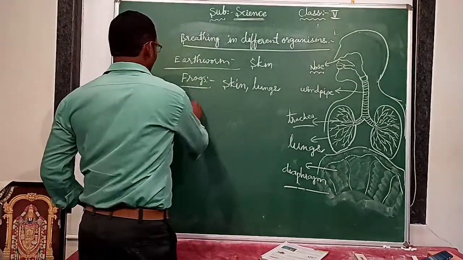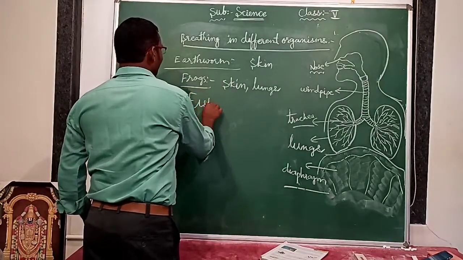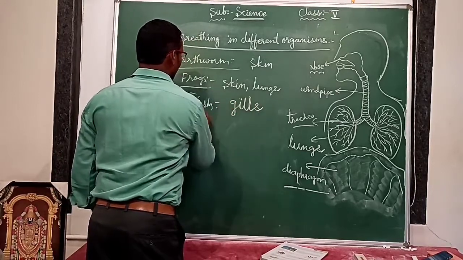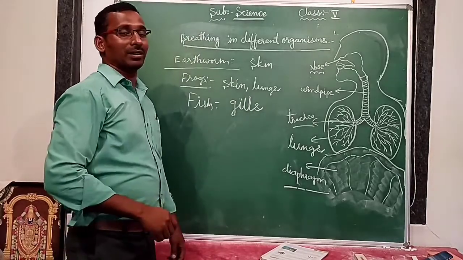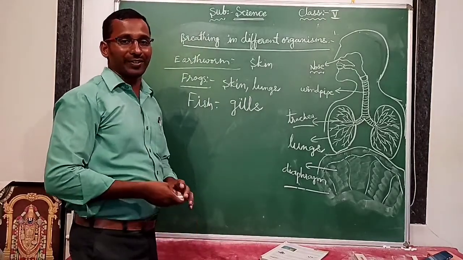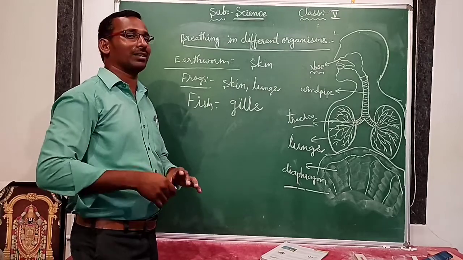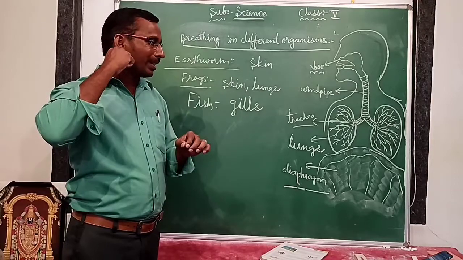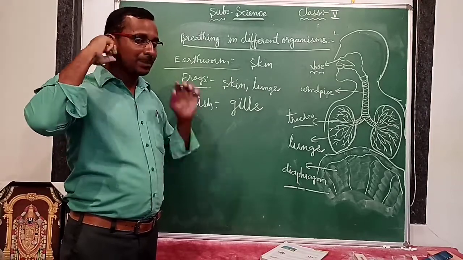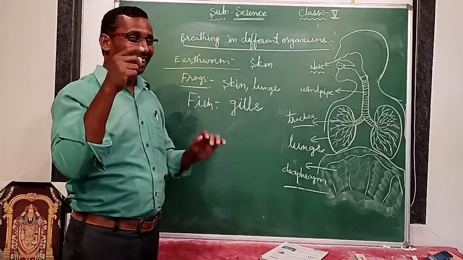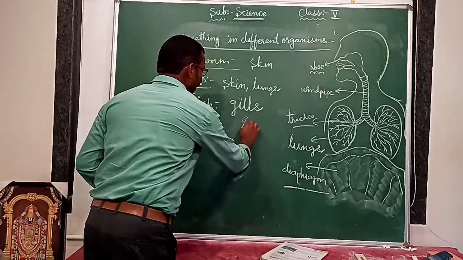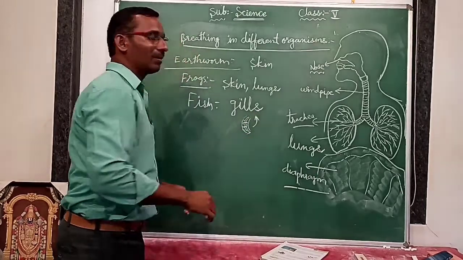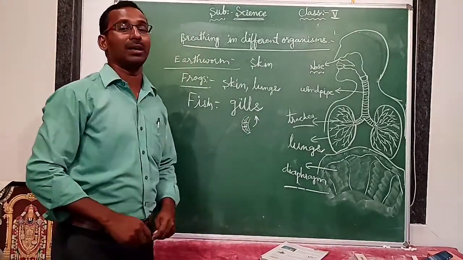Next, if you take fish, do you know how fish are breathing? With the help of gills. Is it clear? Gills. Are you eating fish? Yes, every Sunday or so, sometimes we are eating fish. While we are cutting fish, when we open beside the head, two caps are there. When you open them, red colored parts are there. They are called the gills. With the help of gills, they will breathe.